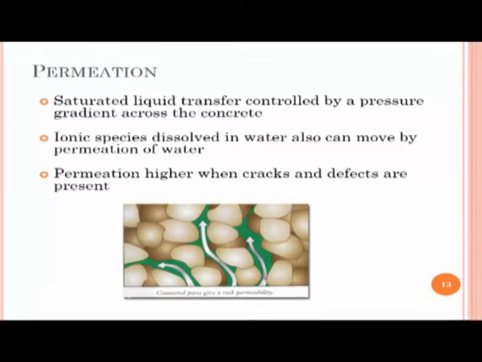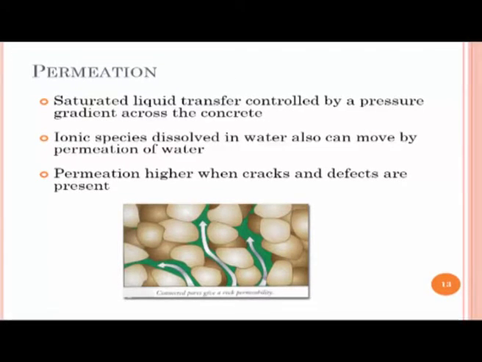So we discussed diffusion, which happens because of difference in concentration of ionic species inside and outside of the concrete. Now what if there is only a pressure? For example, you have a concrete block that is kept inside a water tank, and you have the pressure of the water because of the height of the water on top of the concrete. So what is this going to do? That pressure is now going to drive the water into the concrete. So that is called permeation. Permeation is basically saturated liquid transfer controlled by a pressure gradient across the concrete.